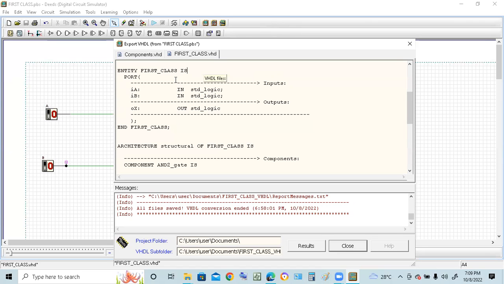So the entity is like a function, right? You start it and you end it right here. So right here, the entity ends. You don't say end entity, you say end first class, because it's first class you're making, all right?